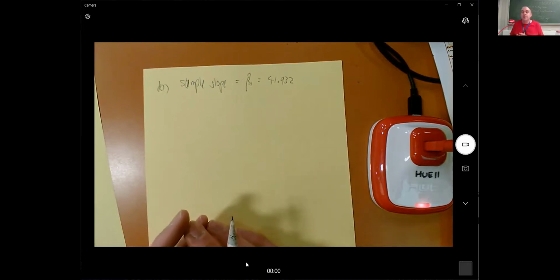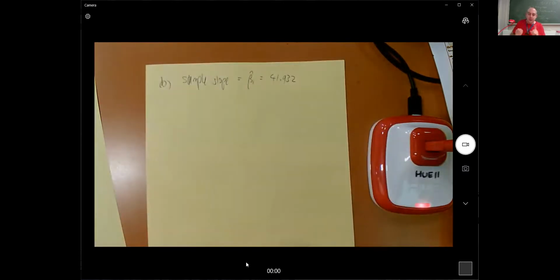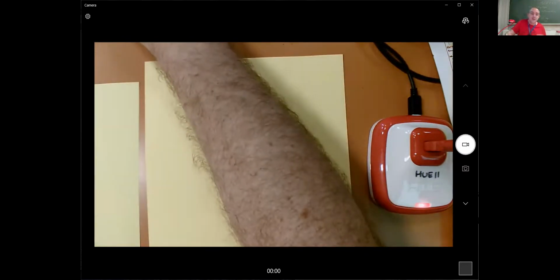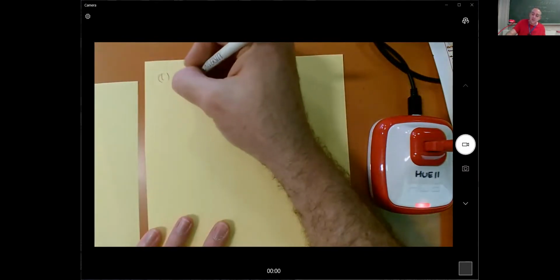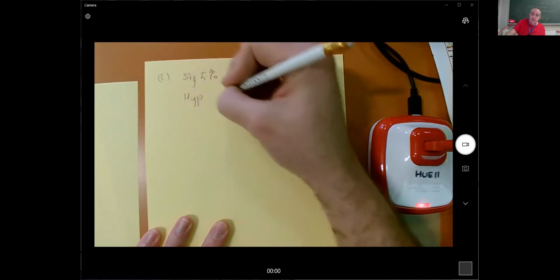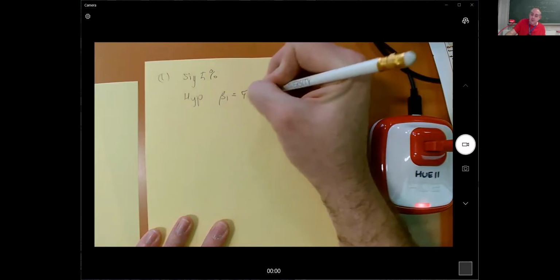Okay. So I'm going to do part C first, if that's okay. I'll come back to that. So part C says, using a significance level of 5%, test the hypothesis that the slope parameter equals 42.5.